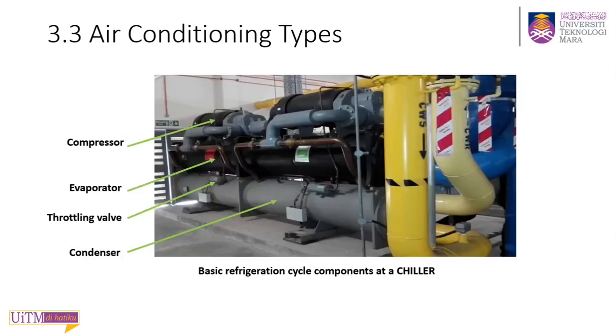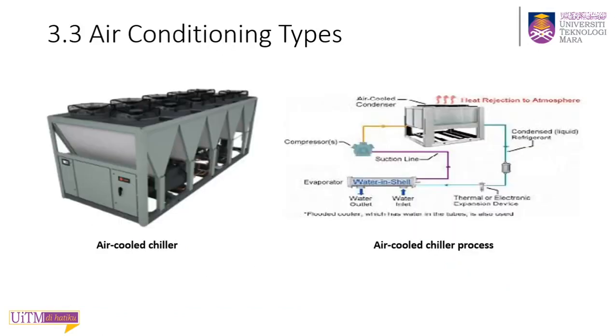This figure shows the main components that make up a chiller plant. The figures on the right and left are that of an air-cooled chiller. As you can see, for an air-cooled chiller, fans are located on top of the chiller at the condenser side.